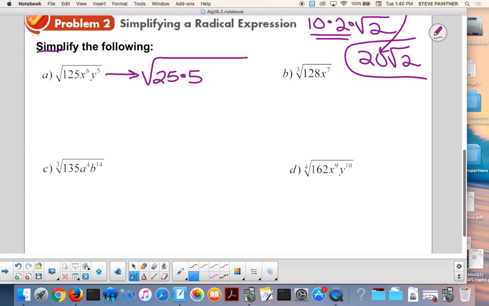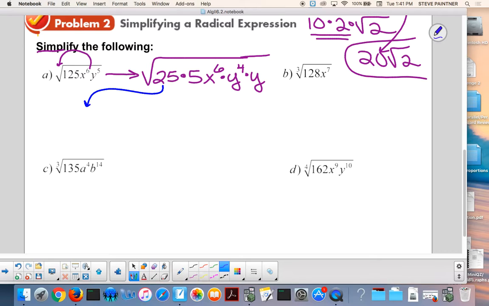X to the 6. Now we talked about variables. If the power of the variable is divisible by the index, it's good. X cubed. That's good. Don't change this one. What about y to the 5th? Y squared and y. That'd be y cubed. Shoot, y to the 4th and y. I tried to do that too much in my head. Find the largest number divisible by 2 below 5, and it's 4. Then you just have to do one at a time.